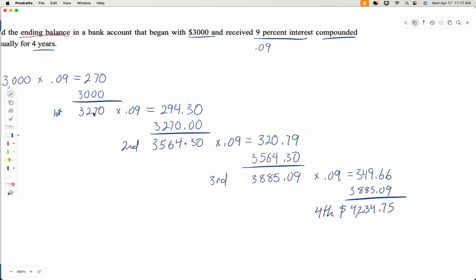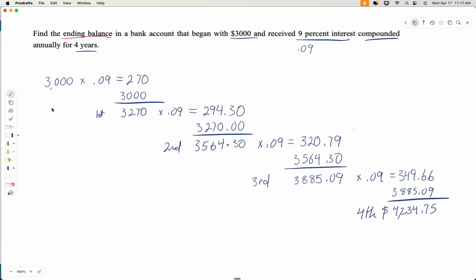So you see how we did that? You just go through the process. Interest on the first year, add it back to the original balance. Here's your total at the end of the year. Now we take all of that times the interest for the second year, add it back to the starting point. That's the balance at the end of the second year.